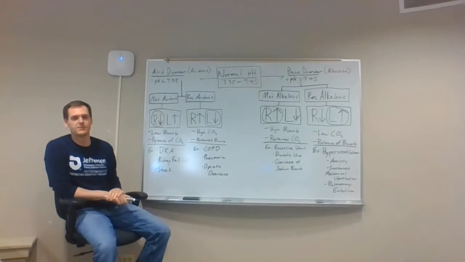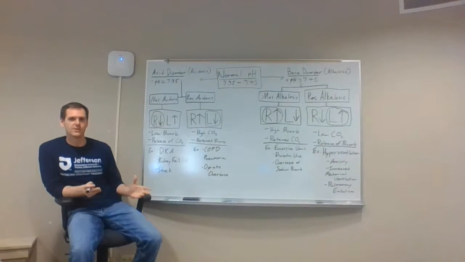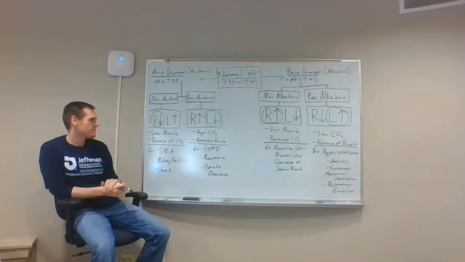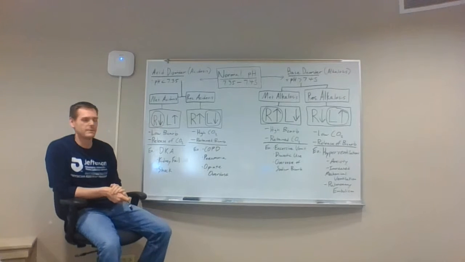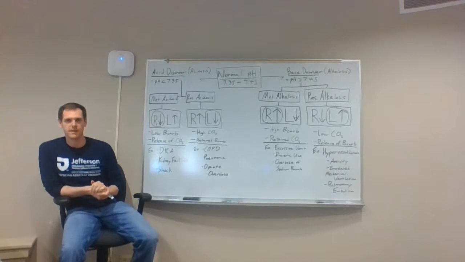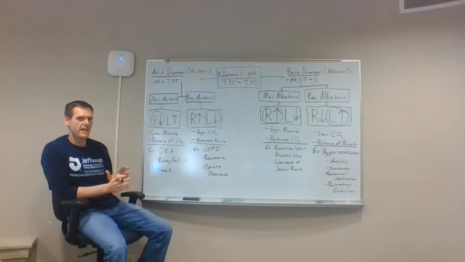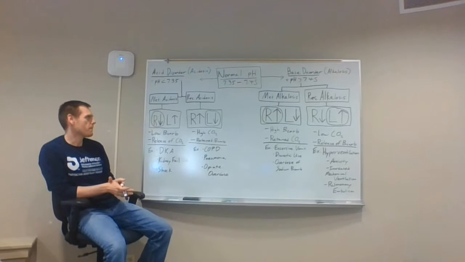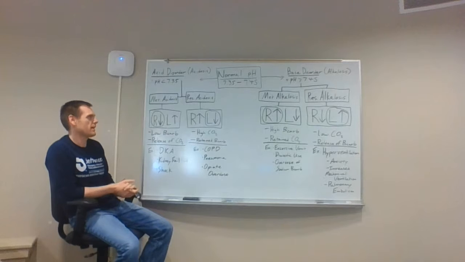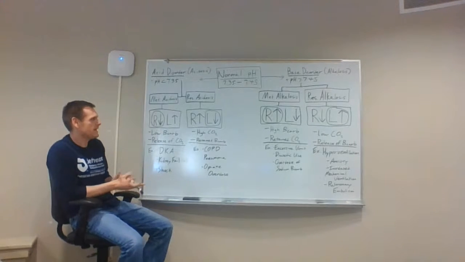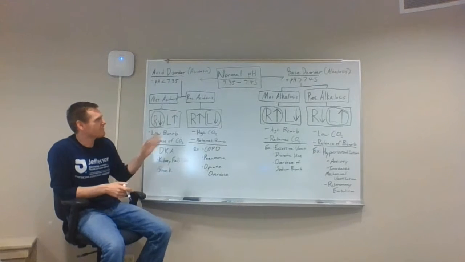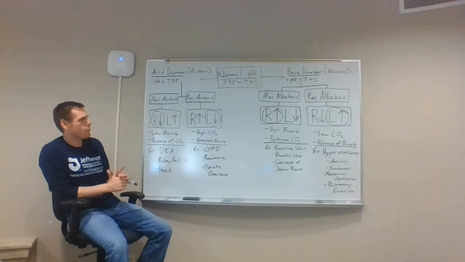I'm Kevin Eitel, Physician Assistant Student here at Jefferson University, and today, myself and some of my colleagues are going to be explaining acid-base disorders. But to begin, what is a normal pH? When we're talking about acid-base disorders, we're talking about body pH. Now, a normal pH is 7.35 to 7.45.